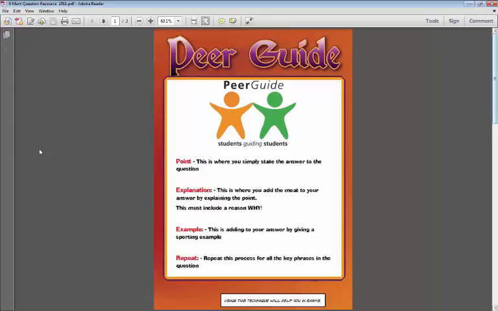So this is point, explanation, example, repeat. With point, this is where you simply state the answer to the question. For explanation, this is where you add the meat to your answer by explaining your point. This must include a reason why. Example, this is where you add to your answer by giving a sporting example. And then finally, repeat this process for all the key phrases in your question.